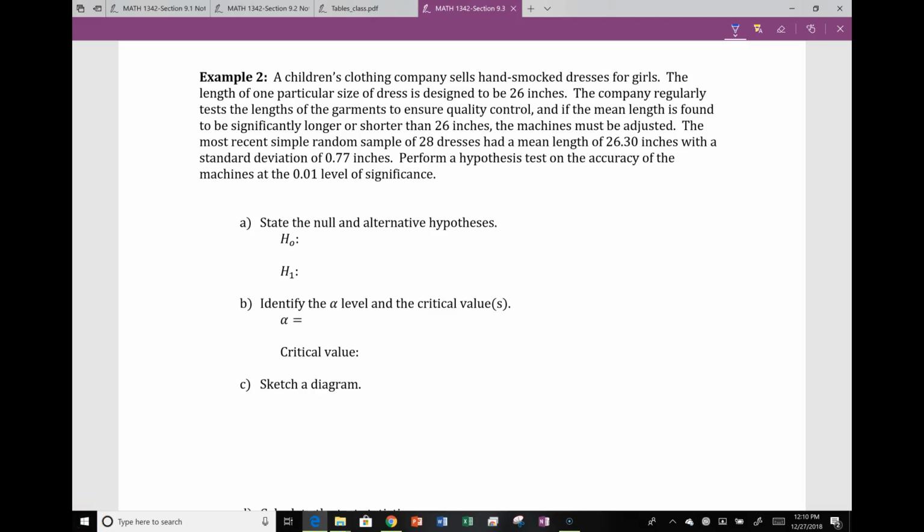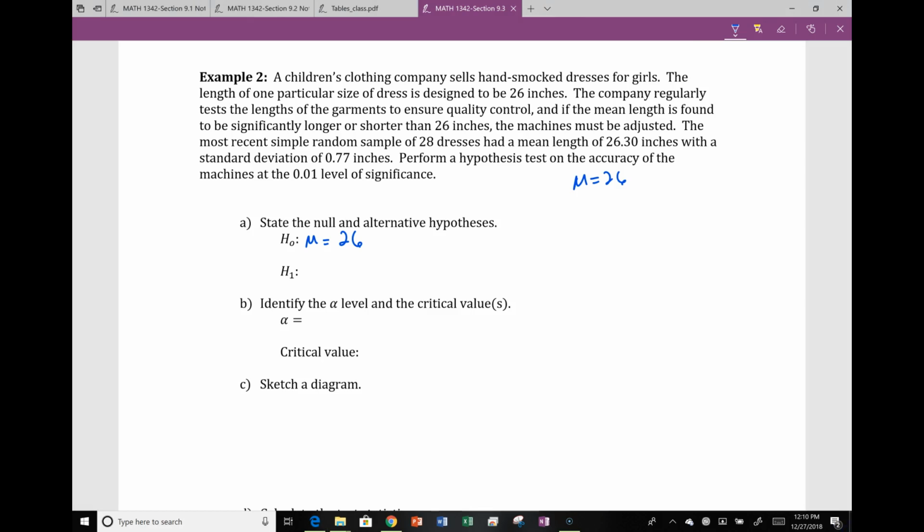In this video, we're going to look at a couple of other examples for hypothesis testing. So looking at this one, it says, a children's clothing company sells hand-smocked dresses for girls. The length of one particular size of dress is designed to be 26 inches. So we want it to be 26 inches. So that means that our null hypothesis is going to be it is 26 inches.